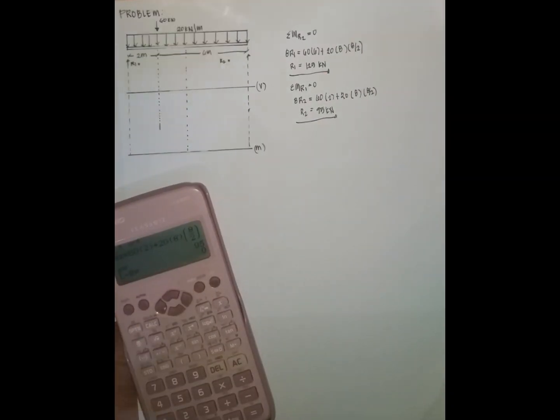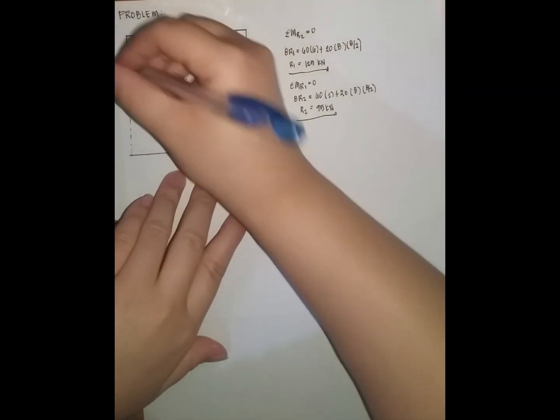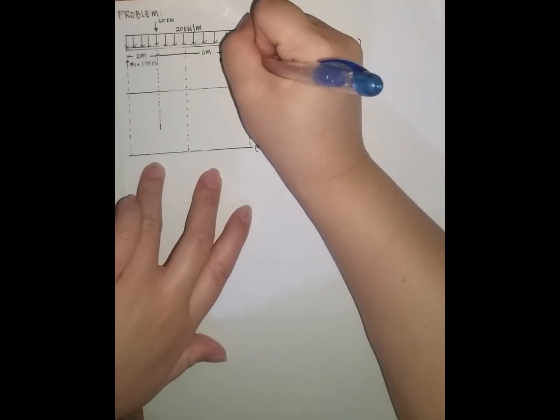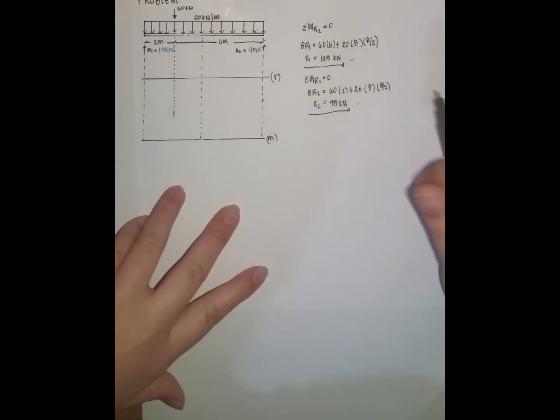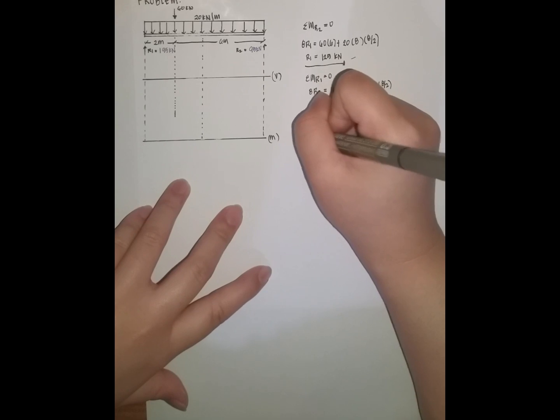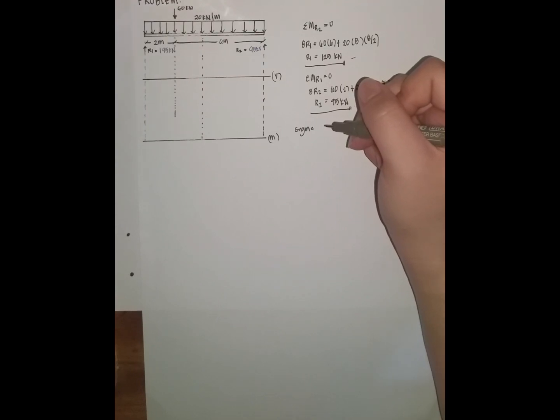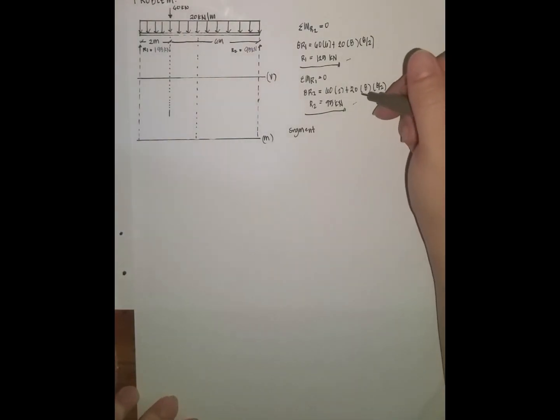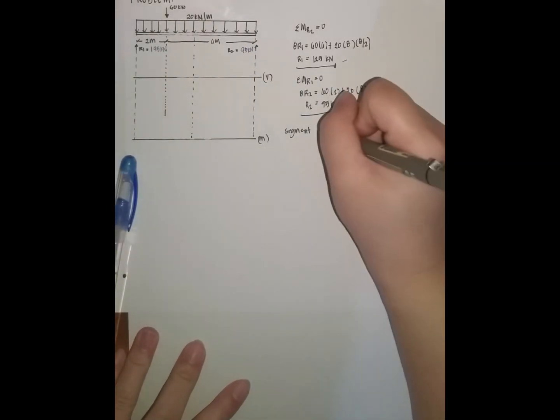So, let's put it first. R1 is 125 kN. R2 is 95 kN. So, next, let's do the segment. So, segment AB.